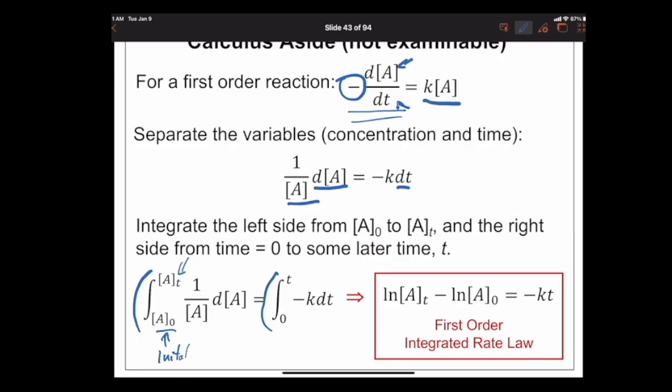This is concentration of A at some time t. It's a predicted concentration of A after the reaction has run for some amount of time.